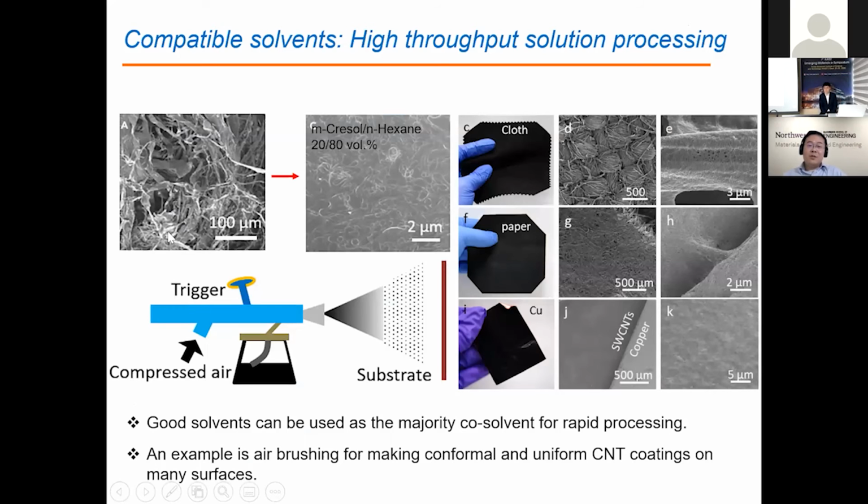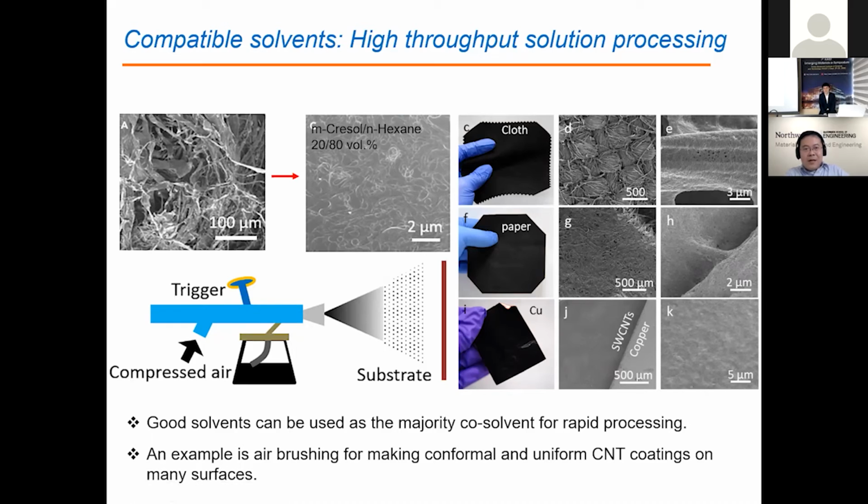Here we're demonstrating this with single nanotubes. Again, the starting tubes are heavily aggregated. This scale bar is 100 microns. After you disperse this in m-cresol and hexane, this is a quick spin-coated film. You can see the tubes are now nicely dispersed, and you can just load it in a commercial spray gun. Yes, you can buy this from Amazon. Now you can do a very quick spray coating on many different substrates, and you can get a conformal coating.